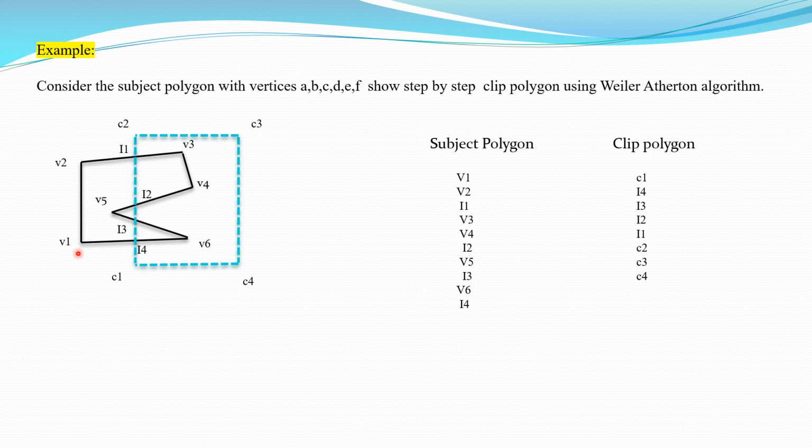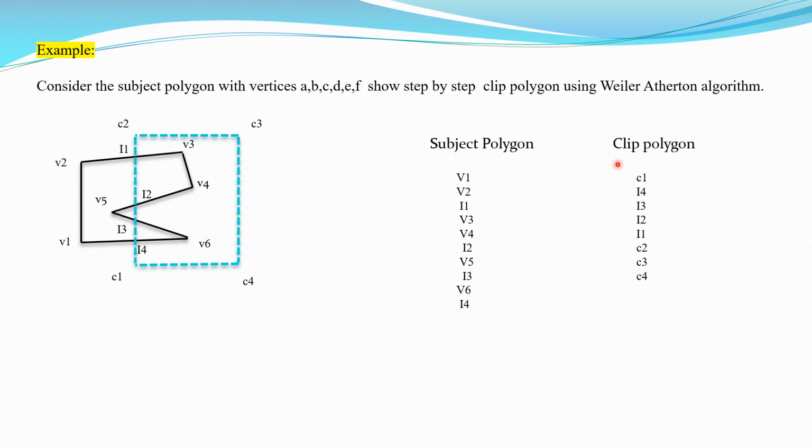How will the polygon be moving? We are taking the outer vertices in a clockwise direction. So that's why V1 is the starting point and then V2, then the polygon goes to V3 with the intersection of our clip polygon, I1, V4, I2, V5, I3, V6 and I4. This is your subject polygon. Whatever vertices are given, we have to take them in the subject polygon with the intersections, right?